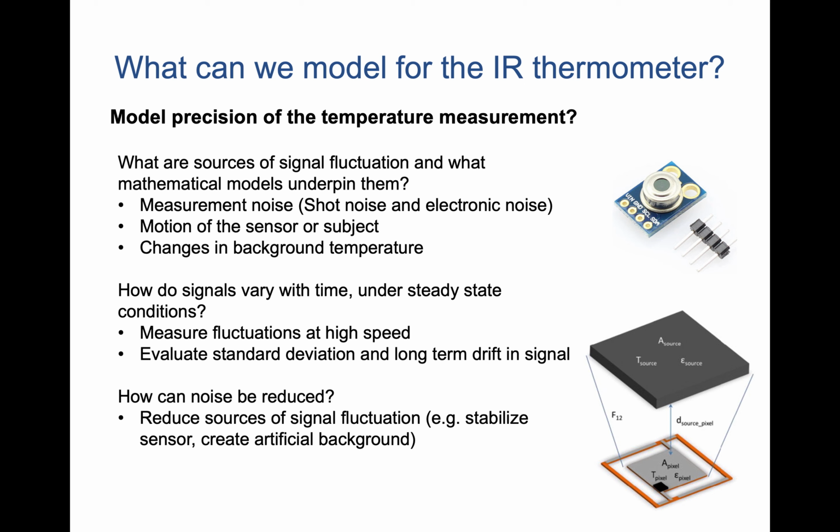I have said that if the background is at 20 degrees, the sensor will read 20 degrees without a forehead in the field of view. It will do that better if we created an artificial background that we knew was at 20 degrees. We could average signals.